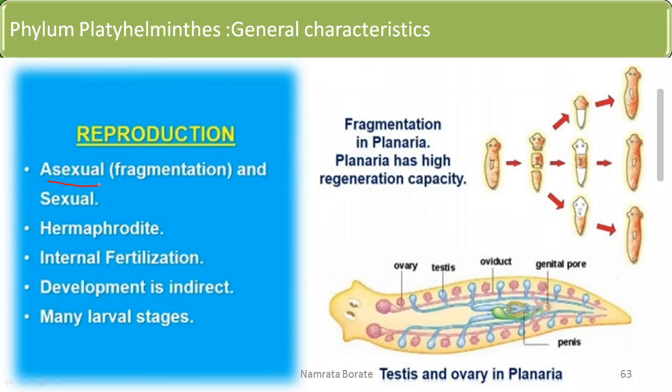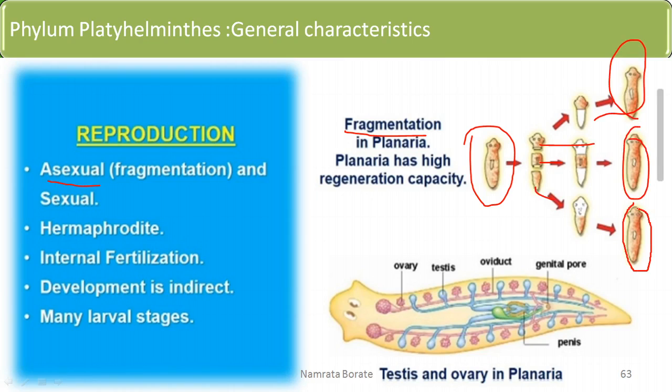Reproduction is an asexual method that occurs by means of fragmentation. A very good example is the planaria. When the planaria is fully developed, it is fragmented into three parts: anterior part, middle part and posterior part, and each of these parts develops into an entire organism. These organisms also show sexual reproduction.